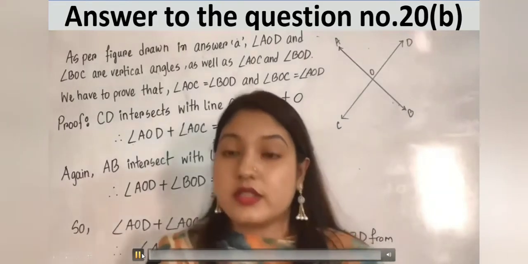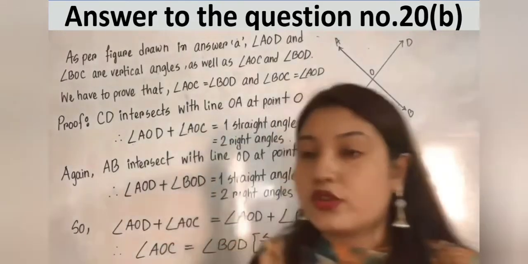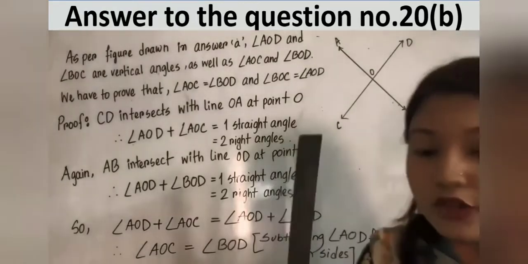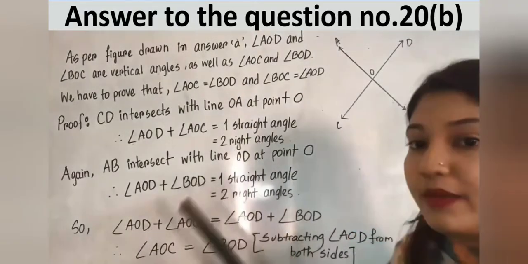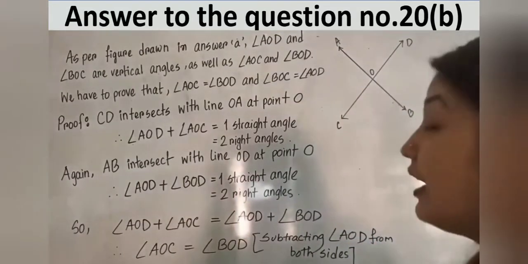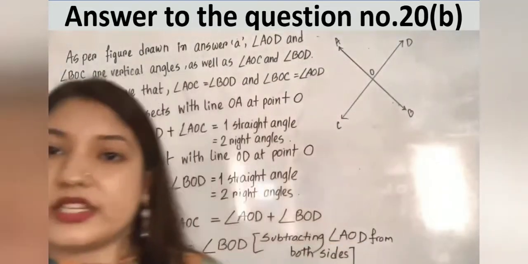So my dear students, I have shown you how to draw vertical angles, isn't it? Now see, for doing B part, I have written the proof here. Now I'm going to explain. So please follow me, and after that you will copy it in your classwork copy.